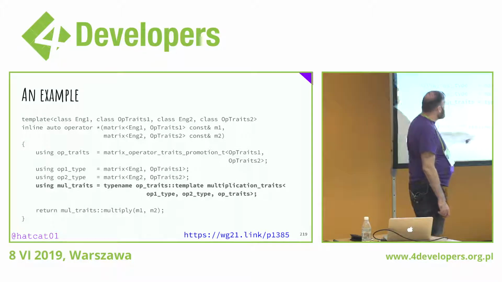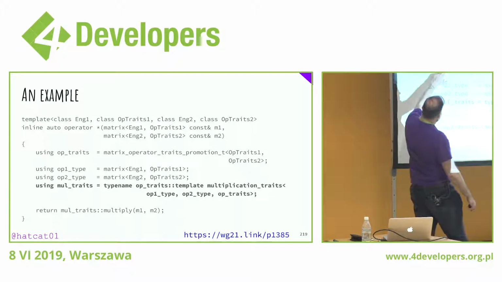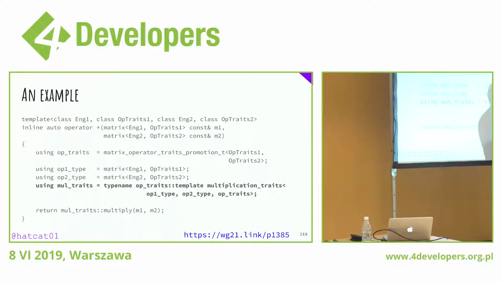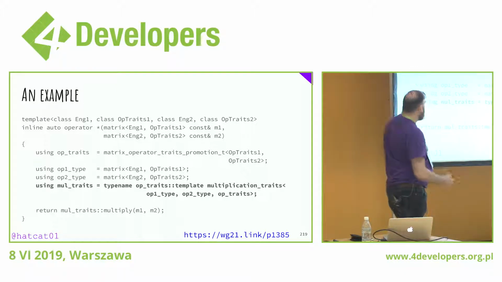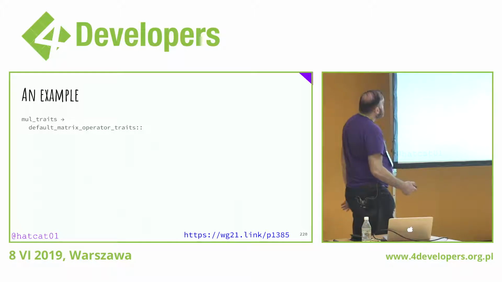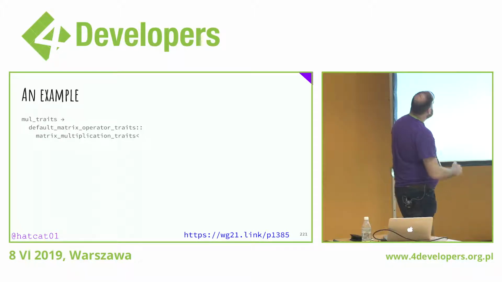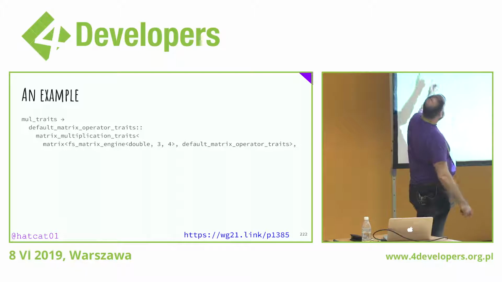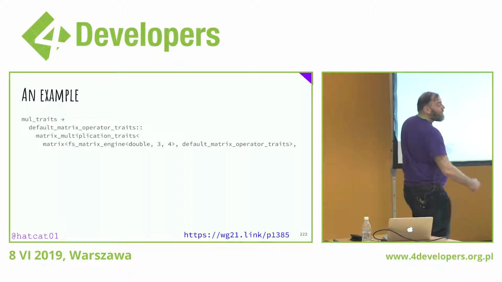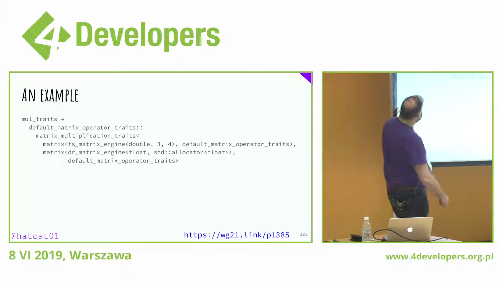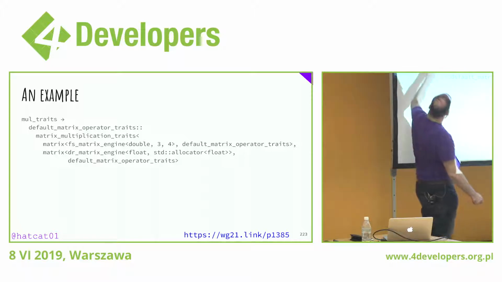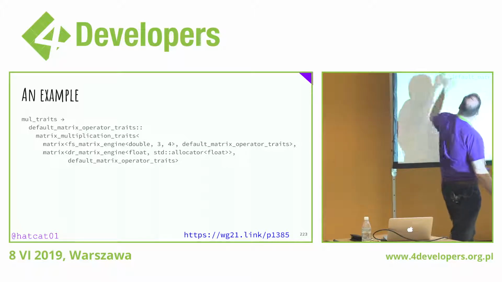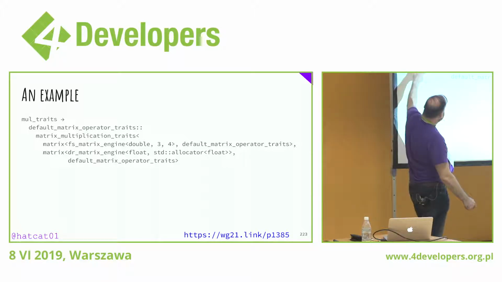So mul traits, typename optraits up here, and then the dependent name multiplication traits over op1 type, op2 type, and optraits. There. So it's default matrix operator traits over matrix multiplication traits over this matrix. It's a big old thing, isn't it? This is why we have template metaprogramming, because it's so much typing. And so there we have it. We have the default matrix operator traits, the matrix multiplication traits, and here's the left-hand matrix and the right-hand matrix.